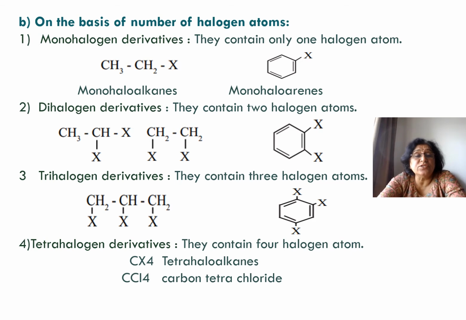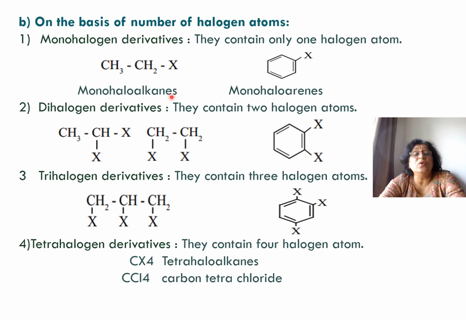Now the second classification is on the basis of the number of halogen atoms. If it is 1, it is a monohalogen derivative. If the number of halogen atoms present is 2, it is a dihalogen derivative. If it is 3, it is a trihalogen derivative, and if 4, it is a tetrahalogen derivative. Monohalogen derivatives contain only one halogen atom. Examples are ethyl chloride, methyl chloride, etc.